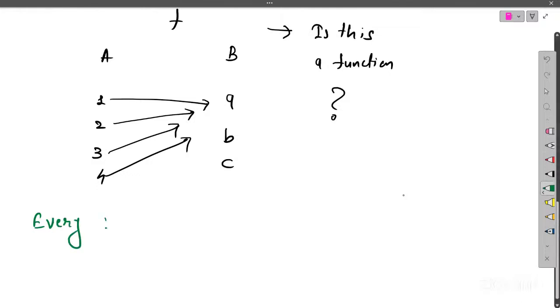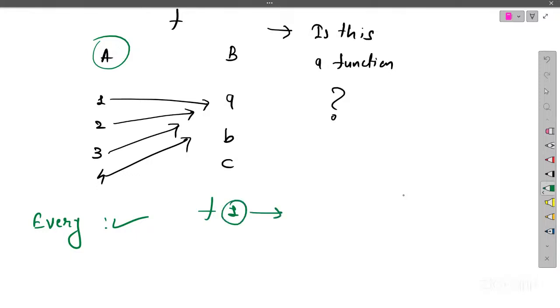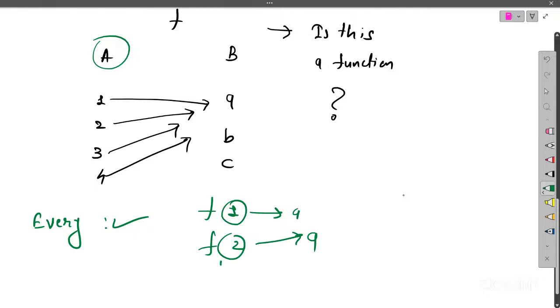First is every, that means every element of A should get mapped. So here we have four elements in our domain set A, right? So four elements are 1, 2, 3, 4. So F is taking 1 and mapping 1 over A, right? F is taking 2, mapping 2 over A, right? Similar for 3 and similar for 4. So that means every element of A gets some output, right?